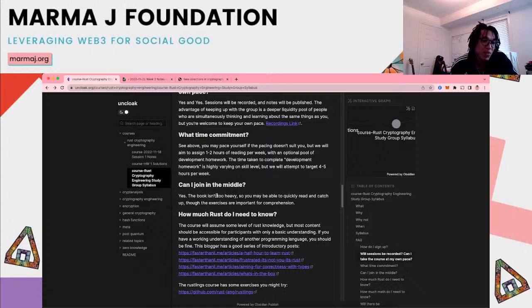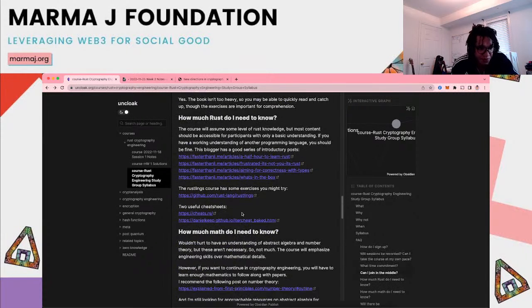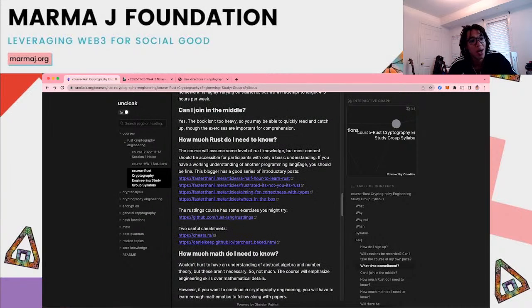Can you join in the middle? Yeah, the book's not too complicated, and the YouTube videos are there recording it, so you can join whenever you want. How much Rust should you know? Honestly, if you know another programming language, you can come in and use Rust. If it's your first time programming and you don't know any Rust, it'll be difficult to go through the Rust stuff. I have a hard time with it, to be completely honest. But still, there are lots of articles to get you started understanding how to use Rust.